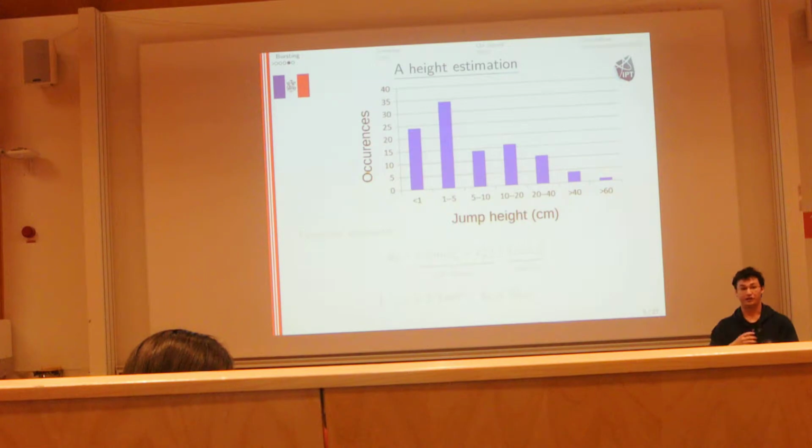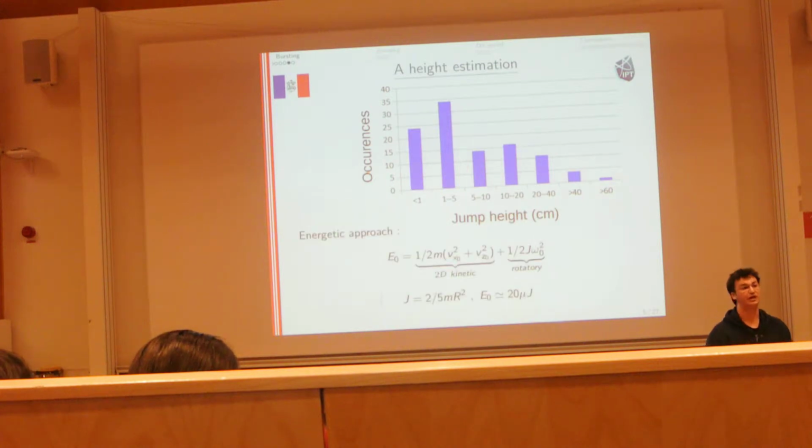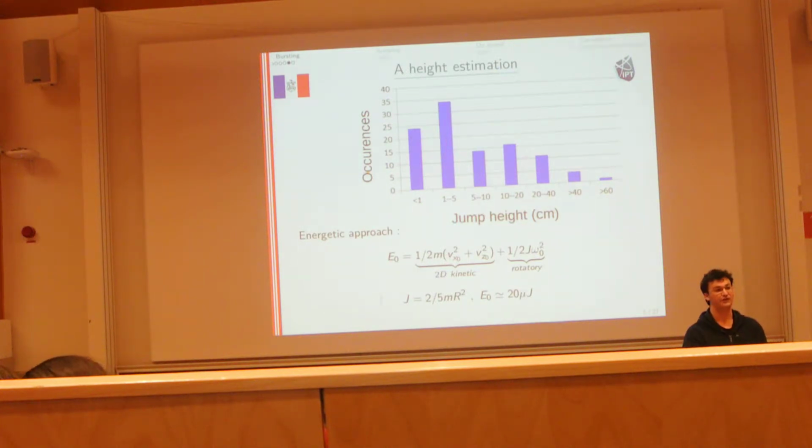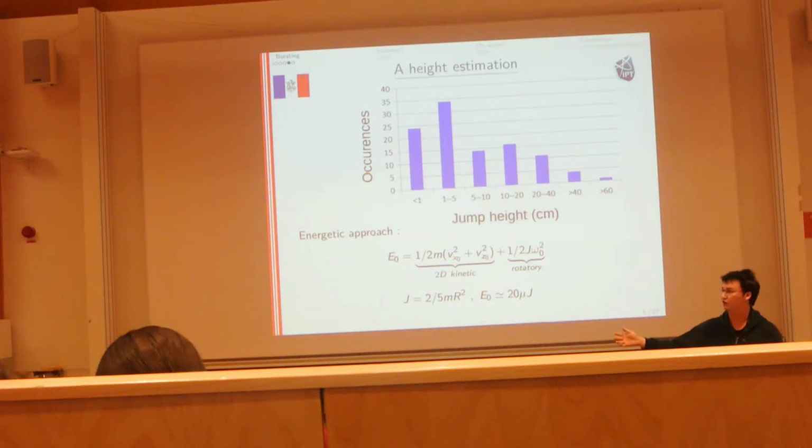So we're going to try to find what the occurrences of the jump heights are, and our first idea is to go through an energetic approach. Basically, the corn kernel has a certain energy that is given by the temperature. It is probably going to emit the energy of the sound, and it's going to have a certain energy in the jump, which is composed of its 2D kinetic energy and the rotational energy. And we're going to assume that the corn kernel is a sphere.